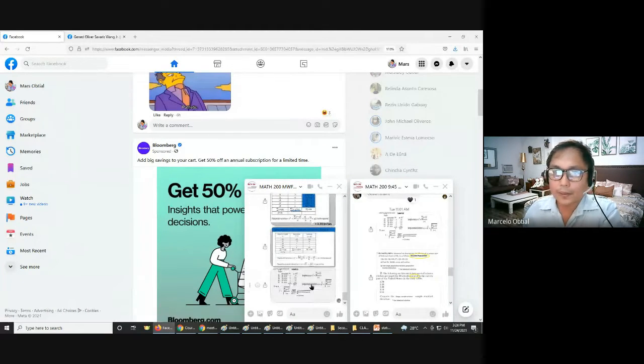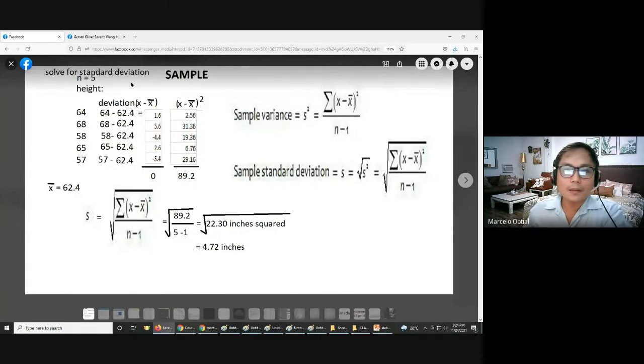Okay, let's open it. You can look at the screen. Example, for the standard deviation of a sample. Don't be confused by the word sample in my example. The word sample has a different meaning, like a shampoo sample. The sample here in statistics is a part of the population.